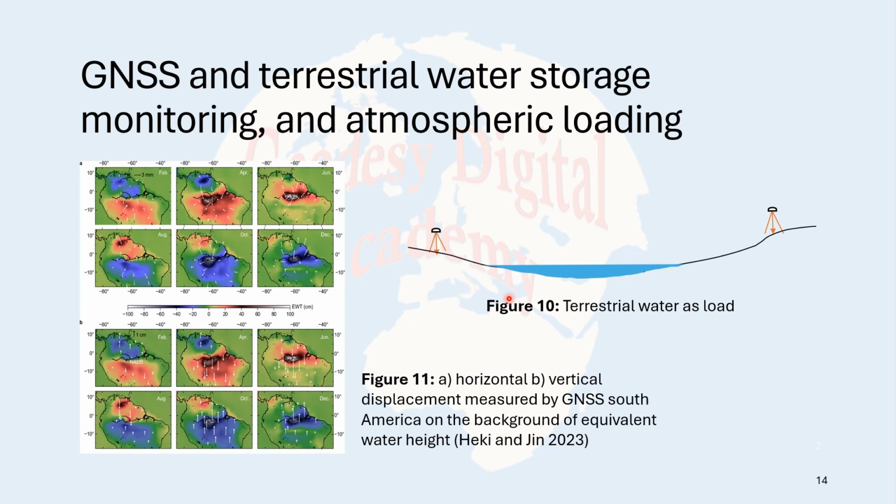Here's another example, which is done by Heki and Jean. As you see in the Amazon area, when we have the load, these arrows are showing the direction towards the load, and when the water is gone, they move away from it. That's for the horizontal deformation, and for vertical deformation it's the same. When the load, the water, is coming, it pushes the lithosphere downward, and when the load is gone, they show movement upward.